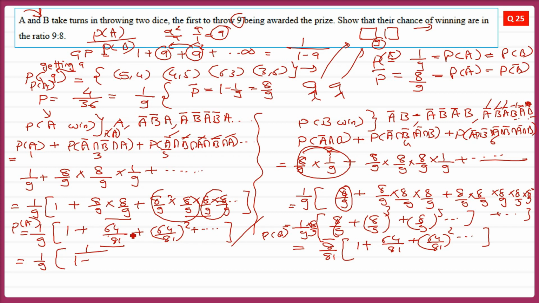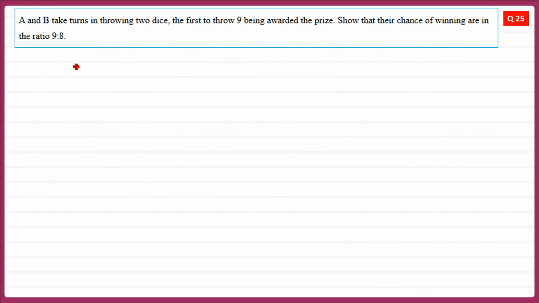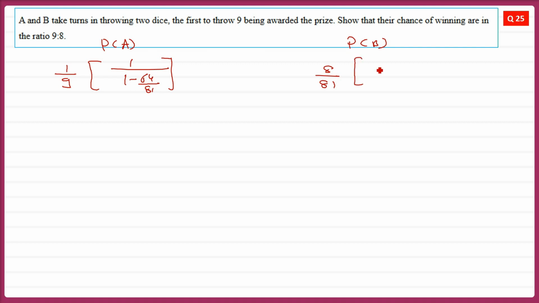And this summation, I already told you, is 1 by 1 minus a, where a is the common ratio, which is 64 by 81 in this case. And this will be exactly similar in the second case also, which is the probability of B winning. 8 by 81 comes outside, times 1 by 1 minus 64 by 81. So what we got: 1 by 9 times 1 by 1 minus 64 by 81, this is your PA. After discussing all, we got PB as 8 by 81, and then we have 1 by 1 minus 64 by 81.